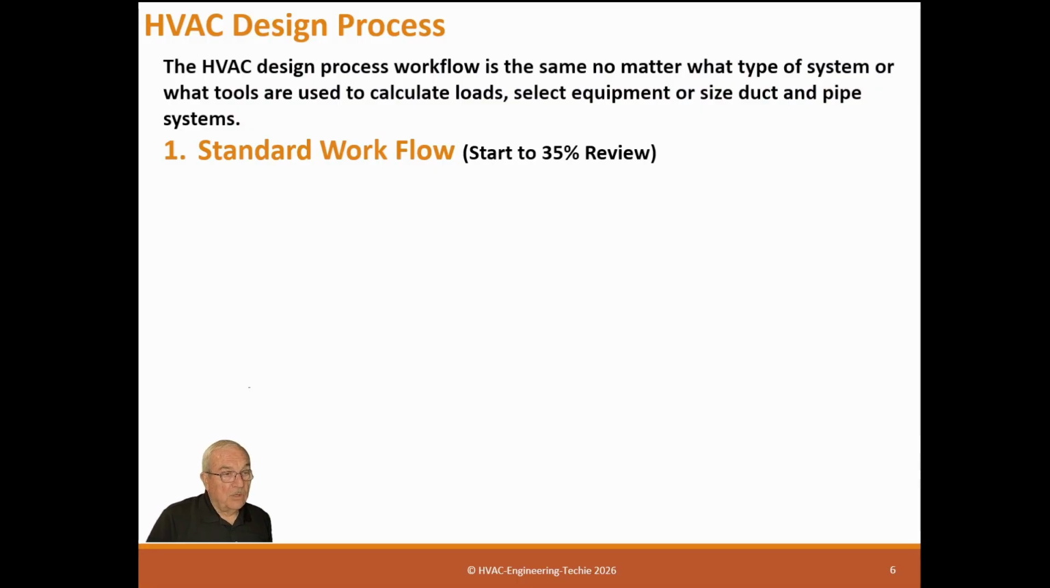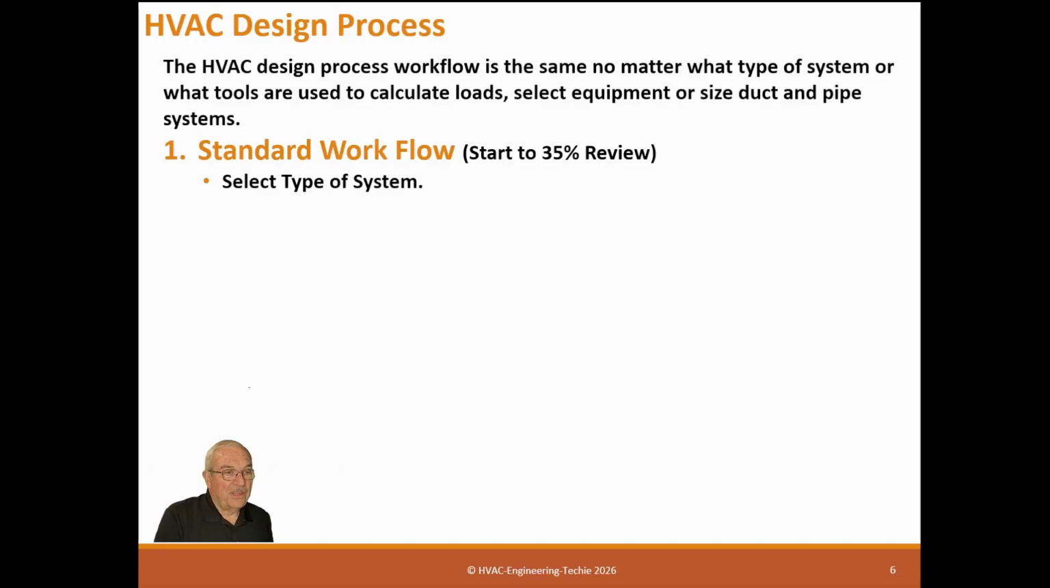Now, most projects have a set review process, so the owner can review the progress of the design. Normally those are a schematic design, which on most jobs is a 35% review, a 65% review, which is the basis of most of the design, and then a 95% review, which is, are we ready to produce CDs, construction documents? So we're going to go through what you do to get to each of those stages.